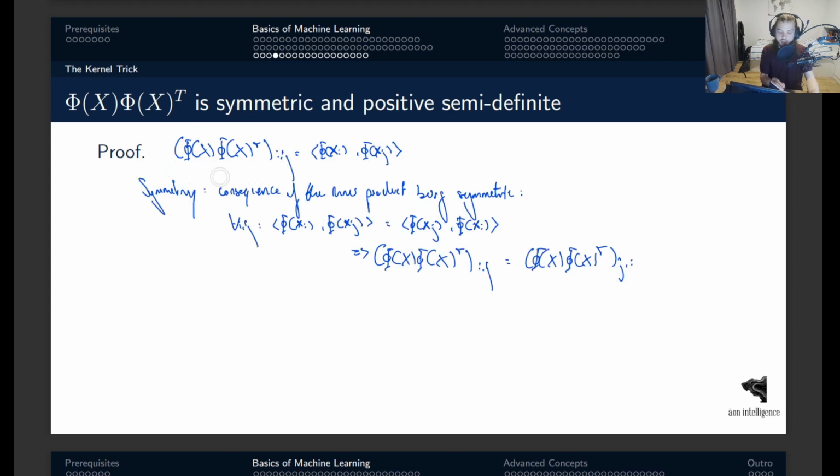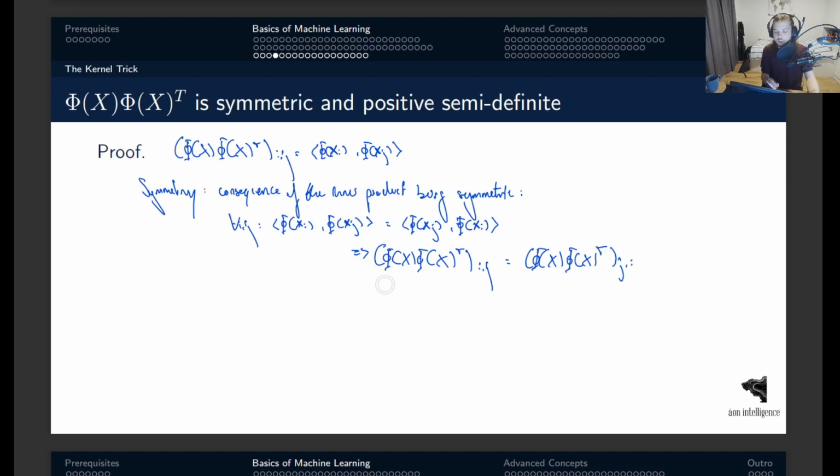The symmetry of this object is actually quite obvious because it's a direct consequence of the inner product being symmetric. In the next lecture we will see that one of the requirements for an inner product is that this mapping is symmetric, but we can exploit this fact, this axiom, right now and see that for every integer combination ij, the inner product between the feature mapped observation xi and the feature mapped observation xj is equal to the inner product between the feature mapped observation xj and the feature mapped observation xi. So switching the order of the arguments doesn't matter for the evaluation of the inner product.